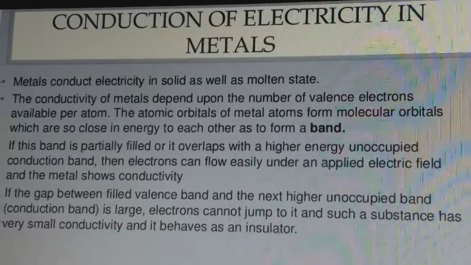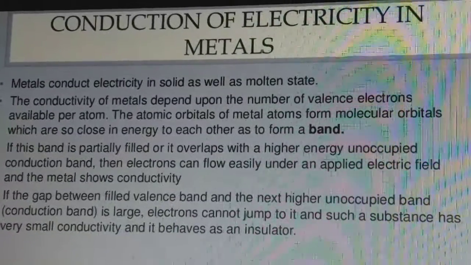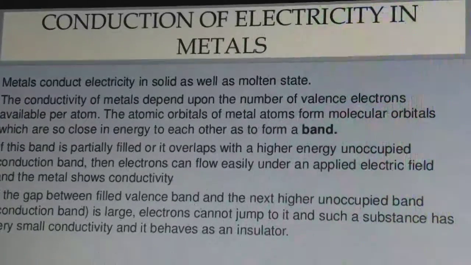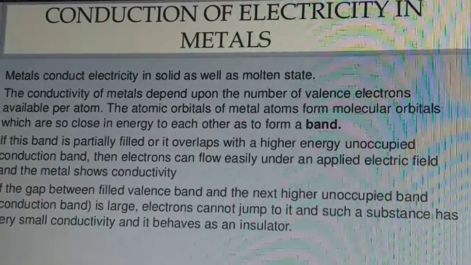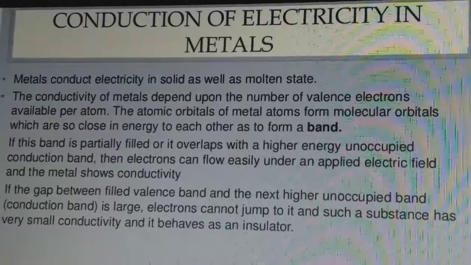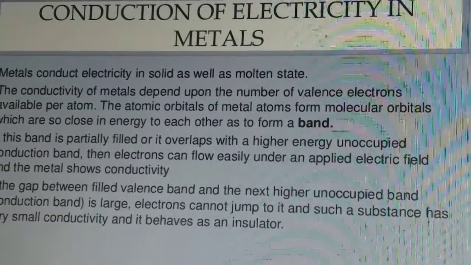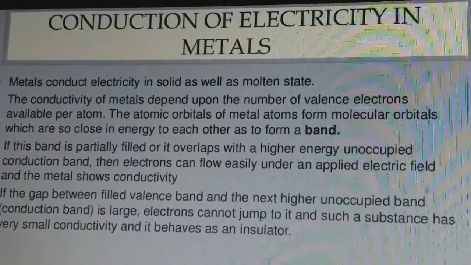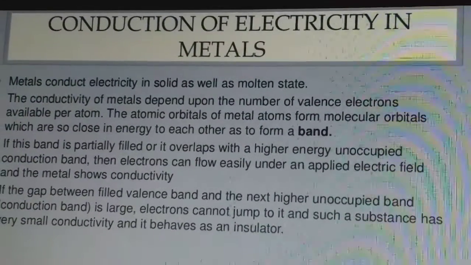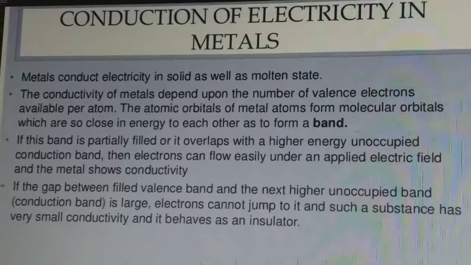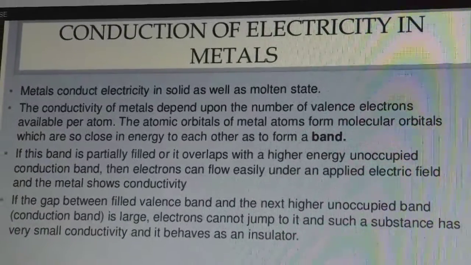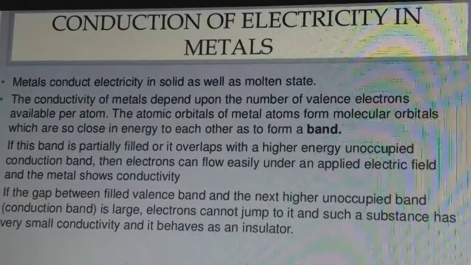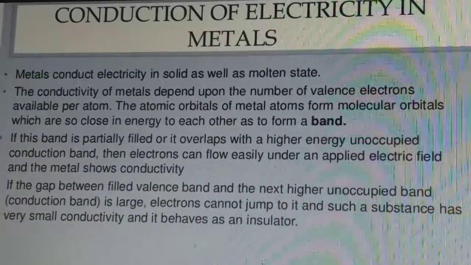And if the gap between the filled valence band and the next higher unoccupied conduction band is very large, the electrons cannot jump to it, and such a substance has very small conductivity and behaves as an insulator. In a conductor, electrons quickly jump from the filled valence band to the unoccupied conduction band. If the gap is very small, the electrons can easily jump and they are good conductors. If the gap is very large, the electrons cannot jump, then they are insulators. If it is intermediate, then they are called semiconductors.